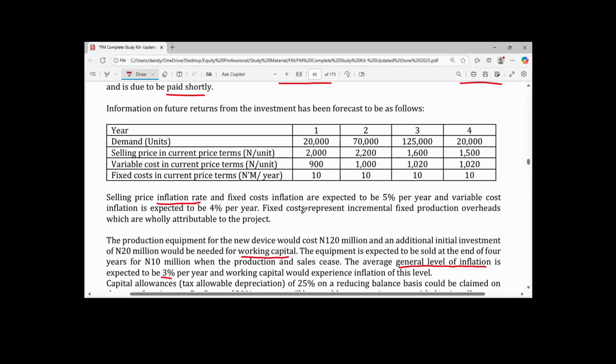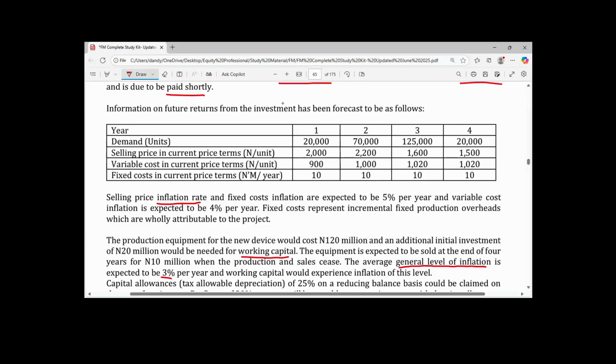We want to calculate NPV. First thing first, pay attention, please. Whenever you are given a question like this, the first thing you need to do is carry out your workings. You are given selling price, variable cost, and fixed cost in current price terms. So you need to go back to the question and check if you are given inflation. Yes, we are given inflation for each of the variables. So first thing first, you inflate your selling price. After inflating the selling price, you multiply with number of units sold. After doing that, you get your sales value. Once you have your sales value, you go and post. You move to the next one.